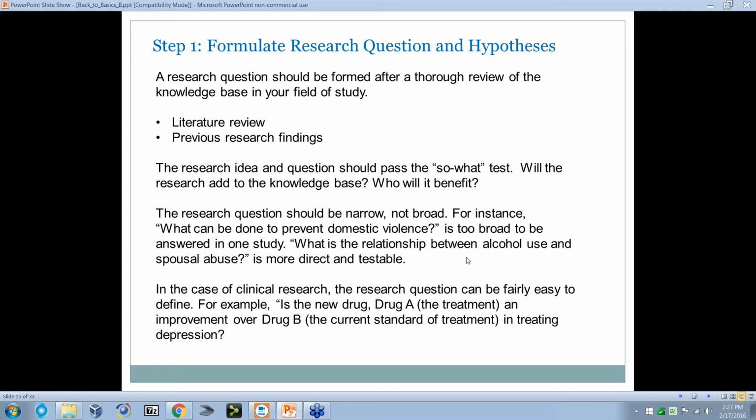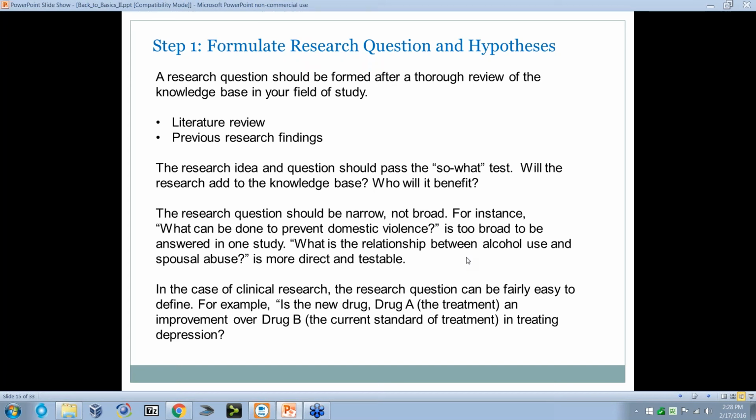I know a lot of our clients that come, they have an idea for their study, and we almost always have to trim it down a little bit. For instance, what can be done to prevent domestic violence is a huge question. There's probably many things. It's too broad to be answered in one study. So you might want to make a question instead. What's the relationship between alcohol use and spousal abuse? That's more direct, and that's testable.